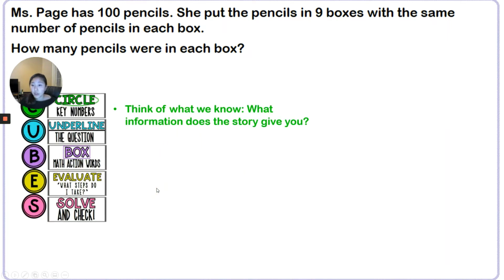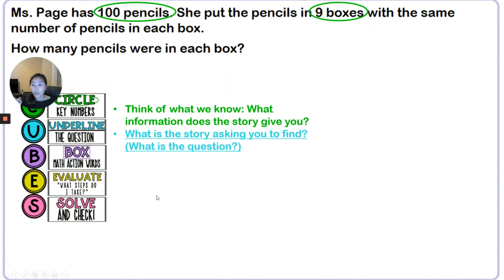It was 100 pencils and 9 boxes. 2 different units is telling you to do something, and I want you to think about yesterday as well. The question was how many pencils were in each box, and they're also asking you to put the same number of pencils in each box. So make sure you're thinking about that.